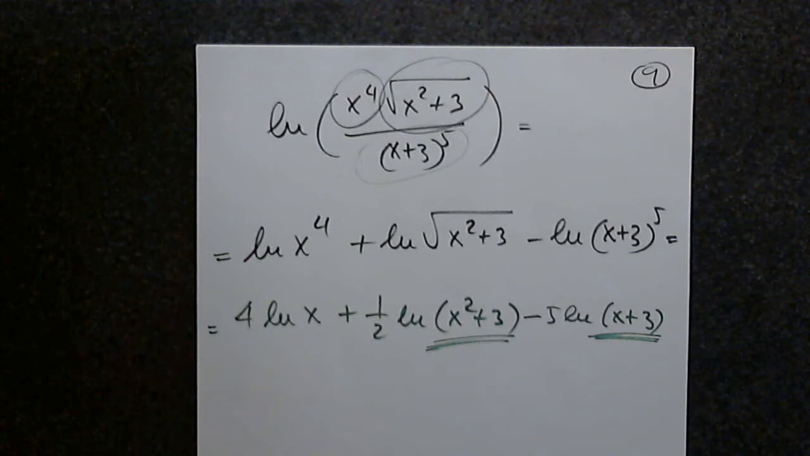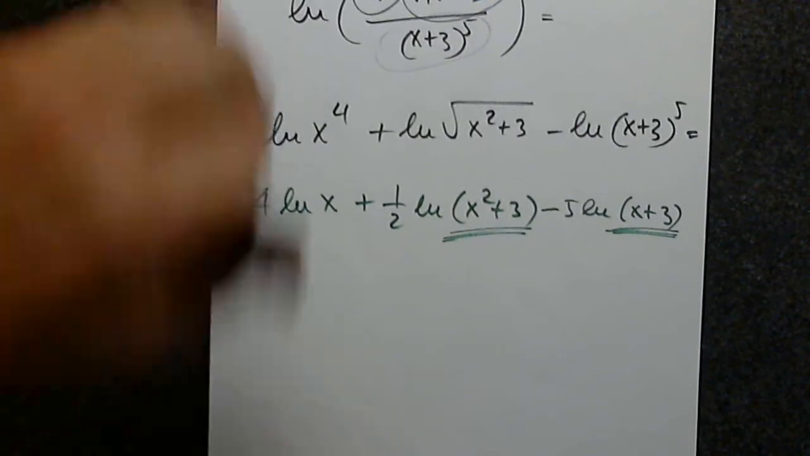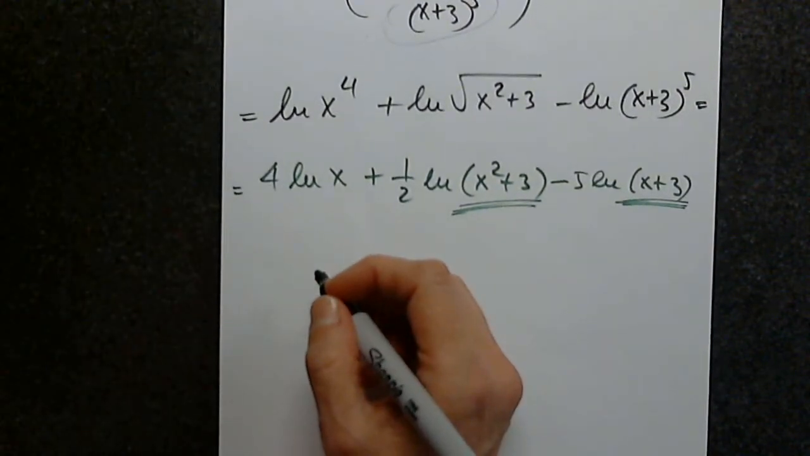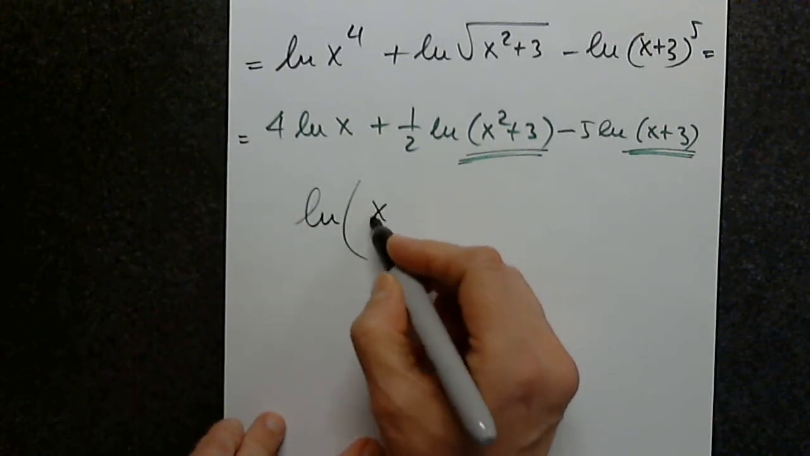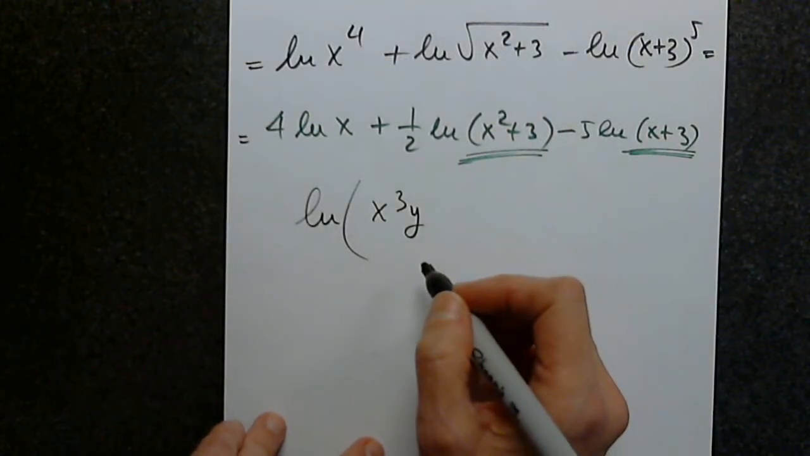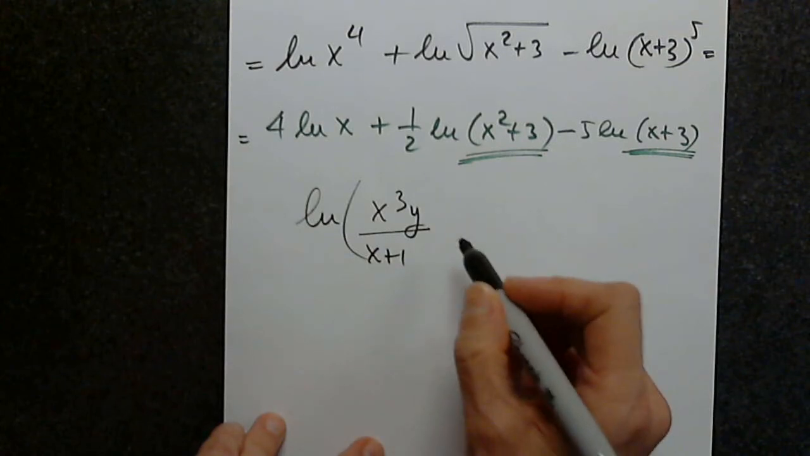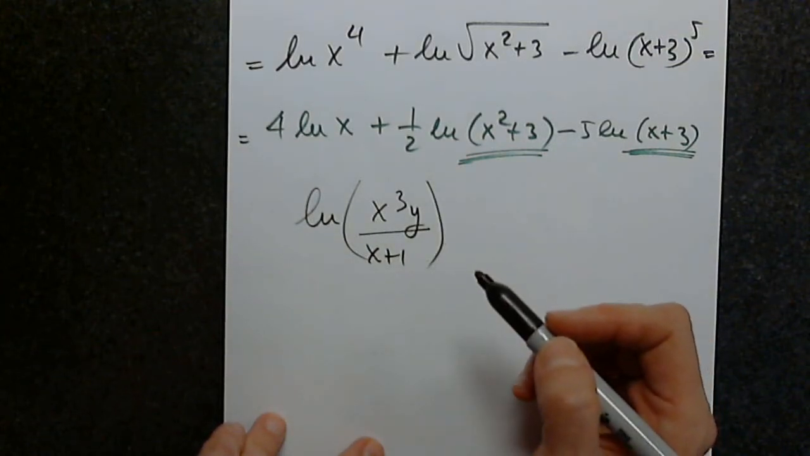One more. Yes. Ready? Good. Natural log of parenthesis x cubed y all over x plus 1, parenthesis all raised to 1/4.